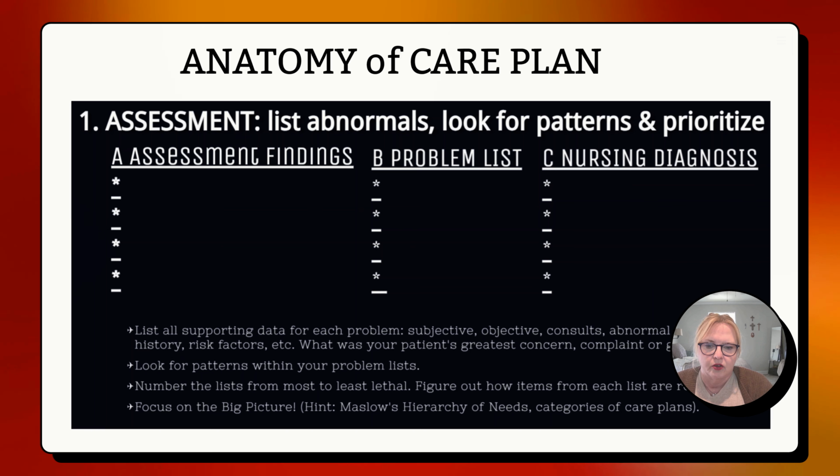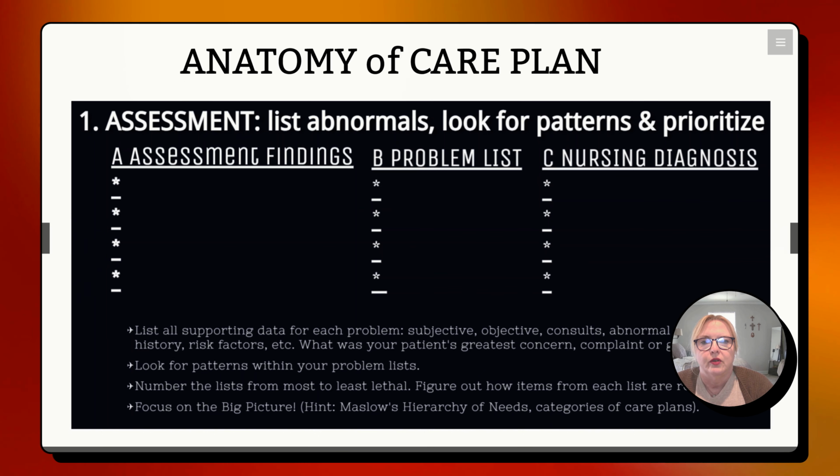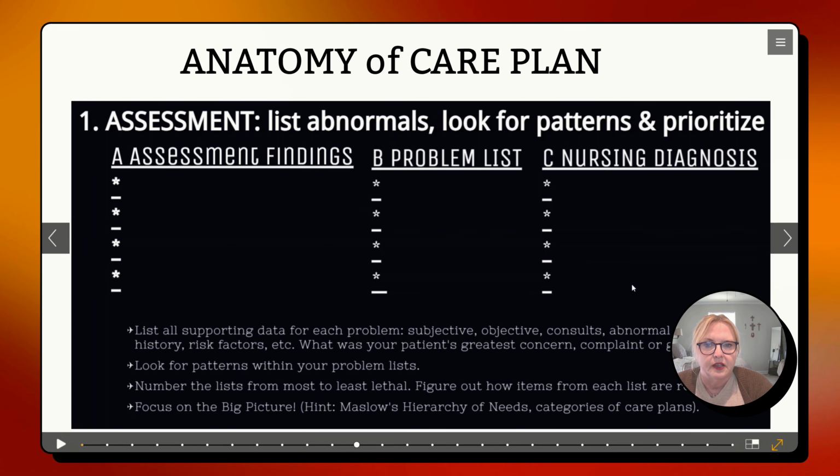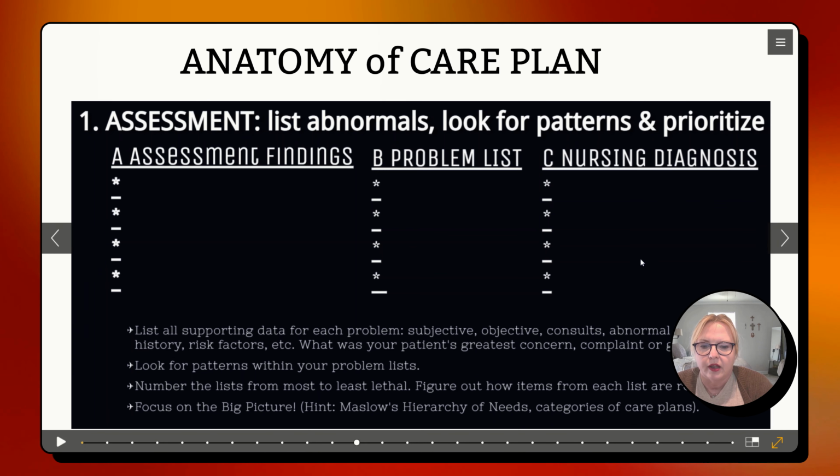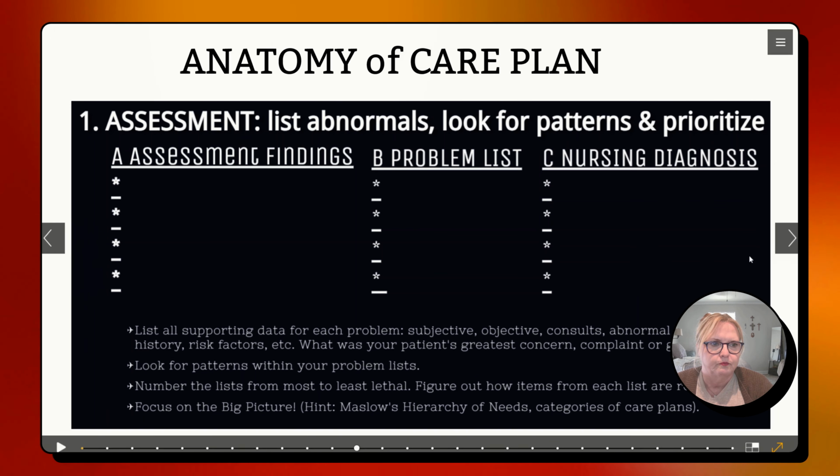From that, again, you're going to look for the pattern recognition. And then, when you start listing the nursing diagnosis, start with the most lethal first. What is going to kill them the fastest? If you don't have a blood pressure or heart rate that is supportive of vital functions, then that's your highest priority. And again, use your Maslow's hierarchy of needs for that as well.